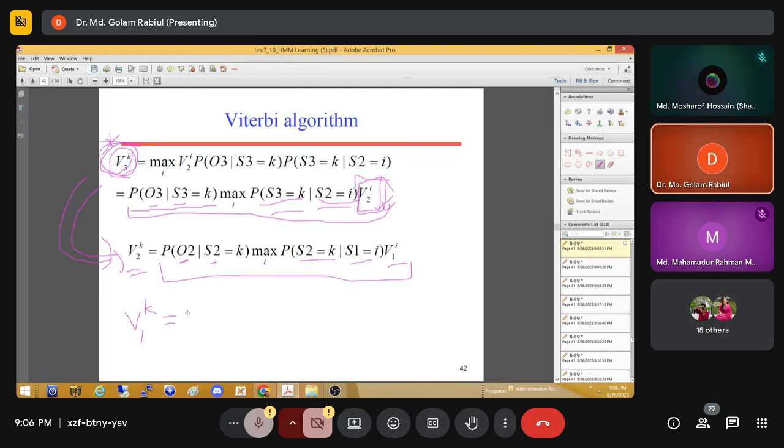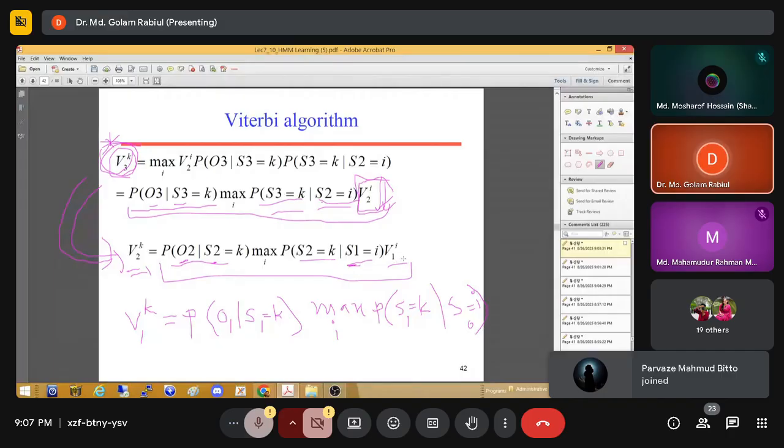Then what will be the V1 equal K? It will be the probability of observation 1 given state 1 equal K, then max over I of the probability of state 1 equal K given state 0 equal I. Then here is the V1, so we have to consider V0 of I.